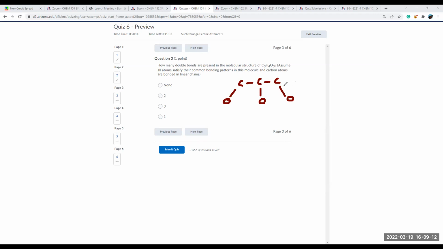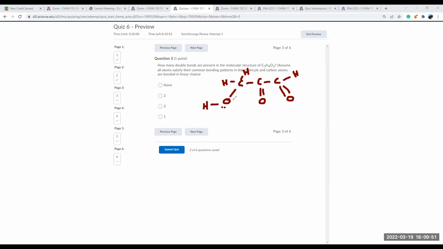Let's say that we have a double bond over here, and this should be a hydrogen. And then there's another double bond over here. If that is the case, these 2 carbons have fulfilled the common bonding pattern. In the last case, I'm going to need 2 more carbon-hydrogen bonds to fulfill the common bonding pattern of this carbon, and then another hydrogen over here to make sure that we have an octet around this oxygen as well.